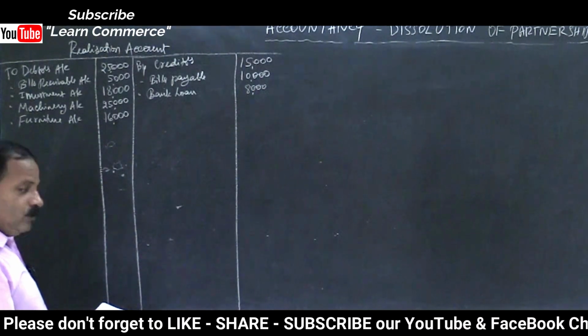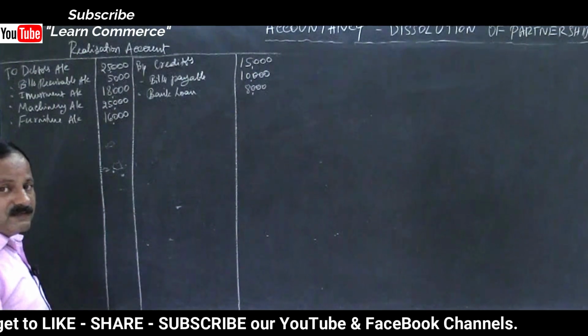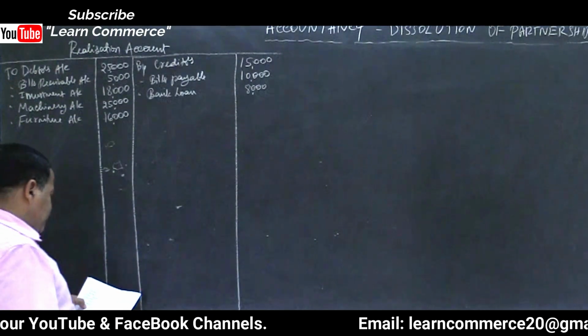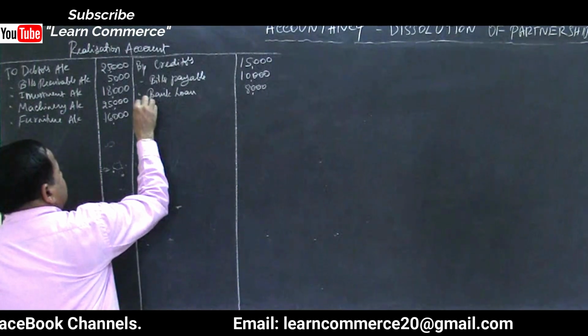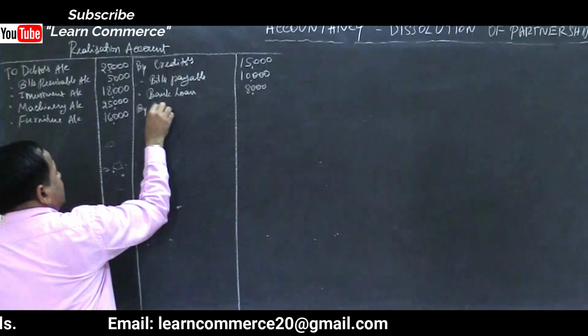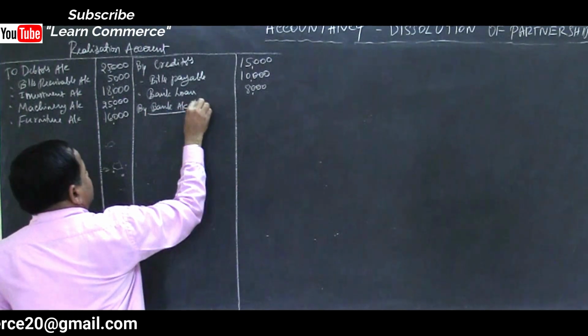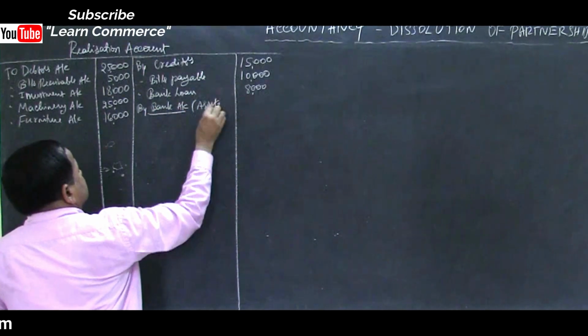Then what is the next step? Sell the assets, isn't it? There are 5 assets to be sold. Let us sell them through the bank. When we sell the assets, we will get cash. So by bank account, assets realized.